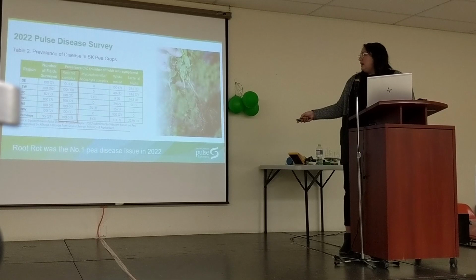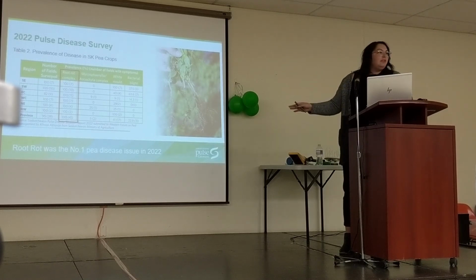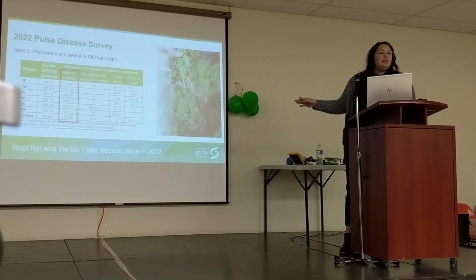We are seeing some impacts of... I'm so sorry. The next column is Mycosphaerella or Ascochyta complex, then the next one to the right is white mold, and the last one is bacterial blight. We are seeing a smattering of different disease pressures in each of those foliar diseases, but by and far, root rot complex is the number one pulse disease in our pea production in 2022.